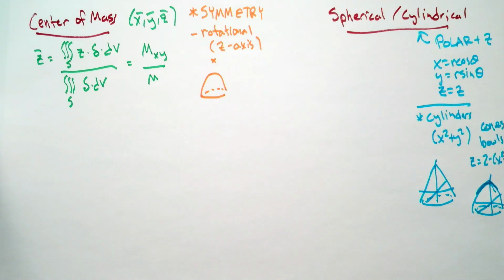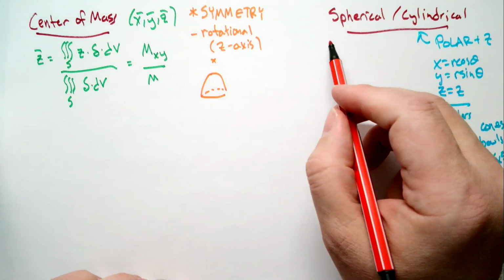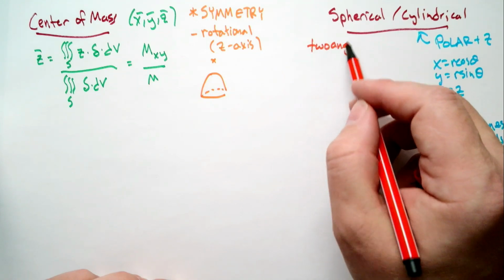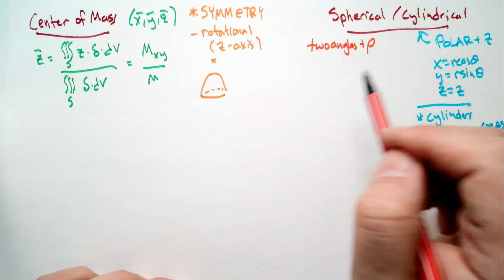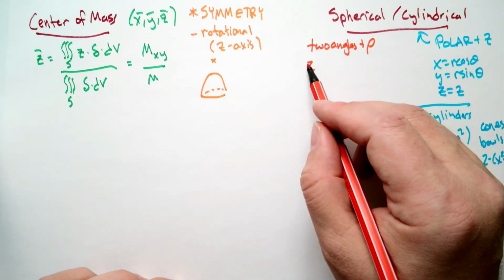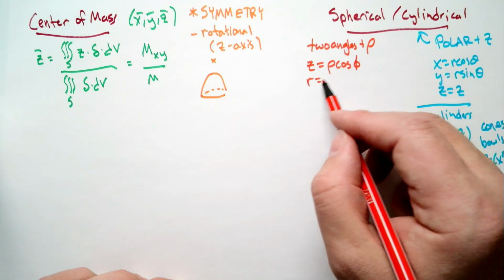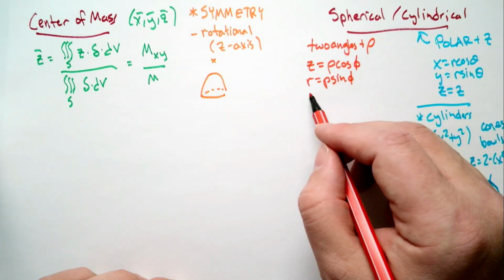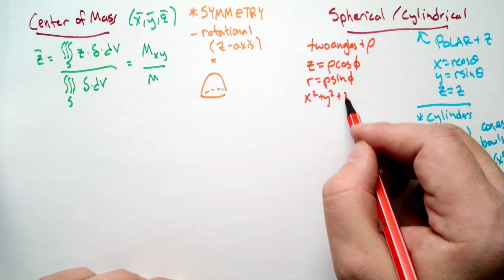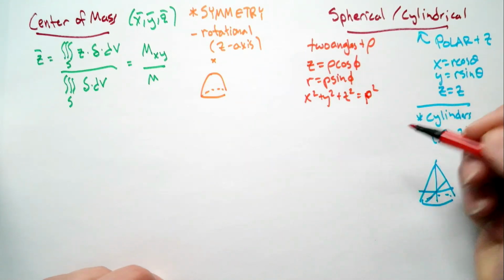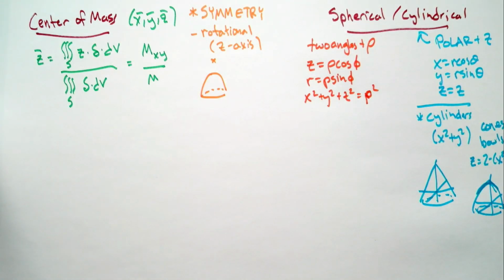So what about spherical? Now spherical gets more interesting. In spherical, what do we have? Well, you really have two angles plus the distance. And the distance we call rho. And so what I like to remember is three things: z equals rho cosine phi, r equals rho sine phi, and x squared plus y squared plus z squared equals rho squared. And once I see that, that's enough for me to get me through all the shapes that I'll encounter.